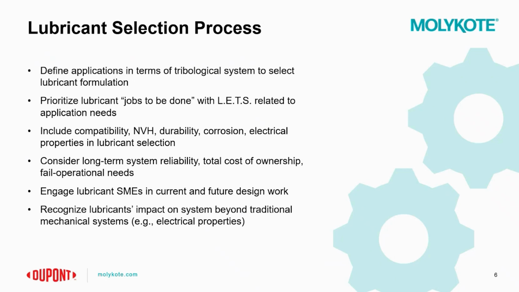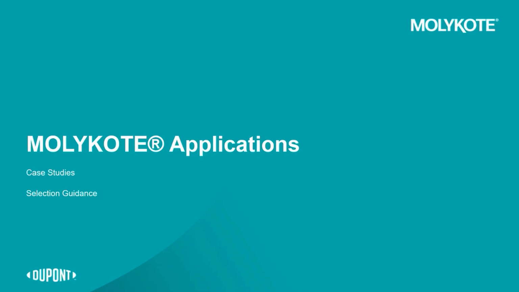For example, power control modules have aluminum and plastic clamshells, and the lubrication of elastomeric seals may require grease with corrosion mitigating additives. Additionally, you may want to consider long-term reliability and fail operational needs. And as you consider current and future design needs, you could also engage MOLYKOTE SMEs in order to determine the appropriate solutions.